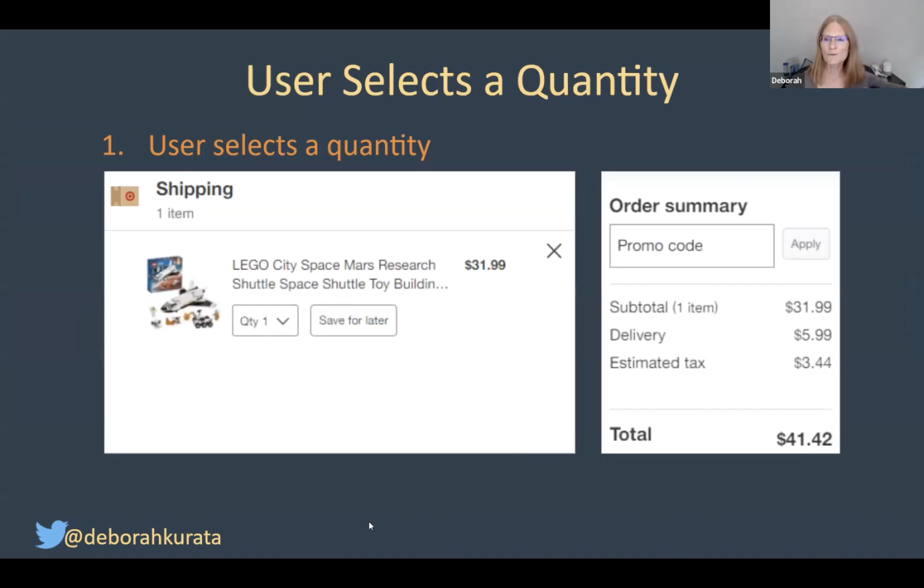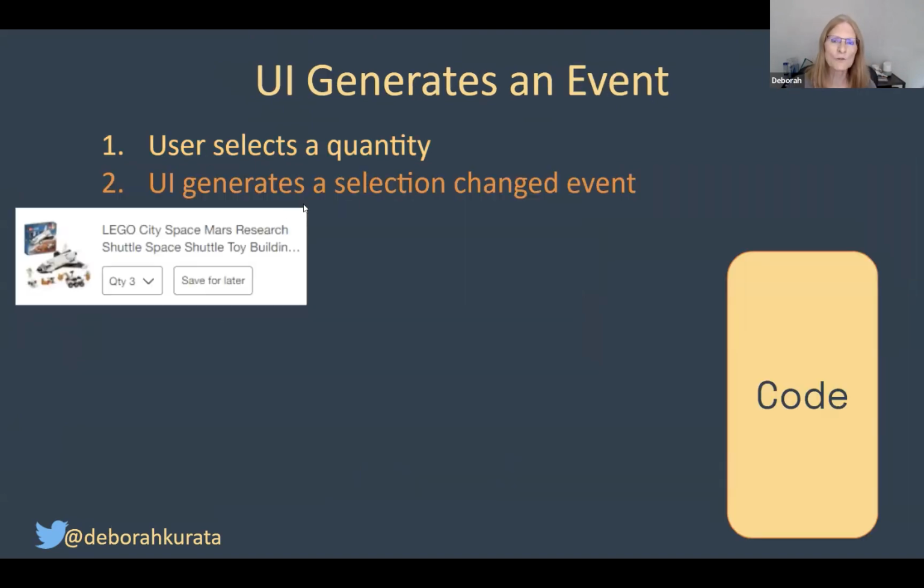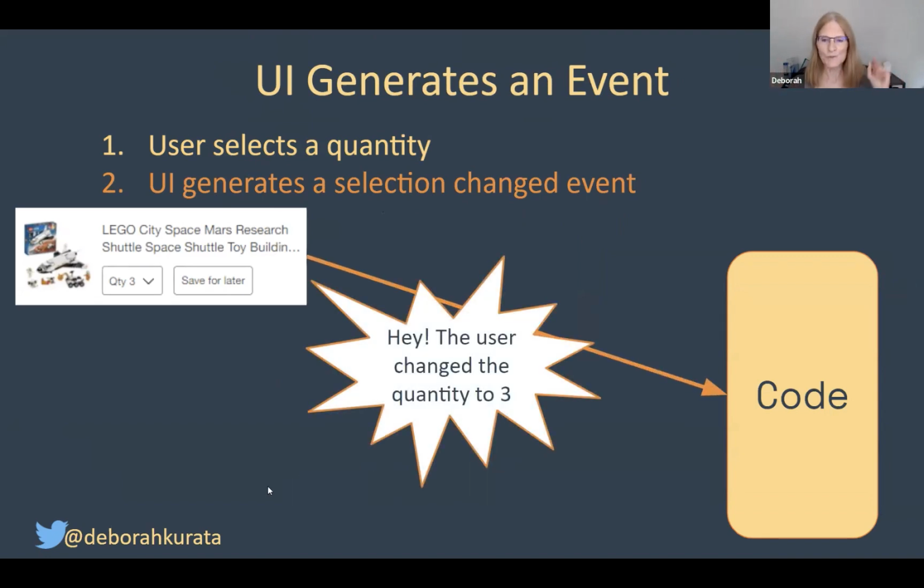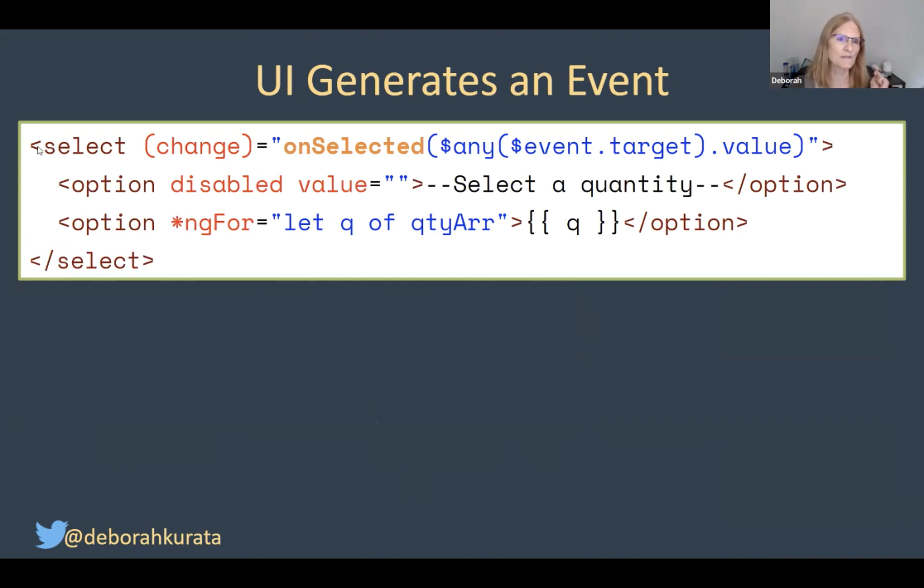Okay, so let's walk through the steps of how this would work then with that example I started with. So the user selects a quantity. So the user is going to go in and say, I really want 3 of these. The UI is going to generate a selected change event. Hey, the user changed the quantity to 3. That code would look something like this. So this is green. This is my template code.